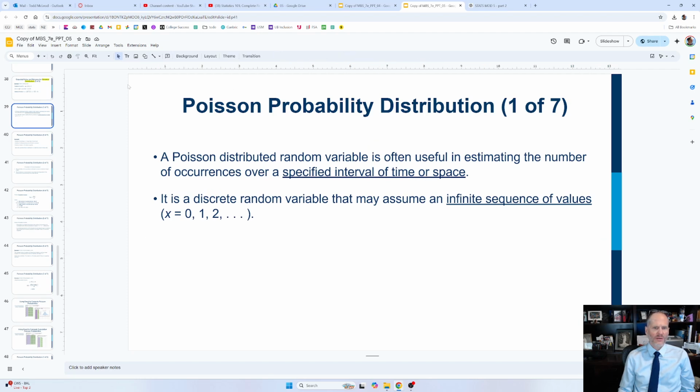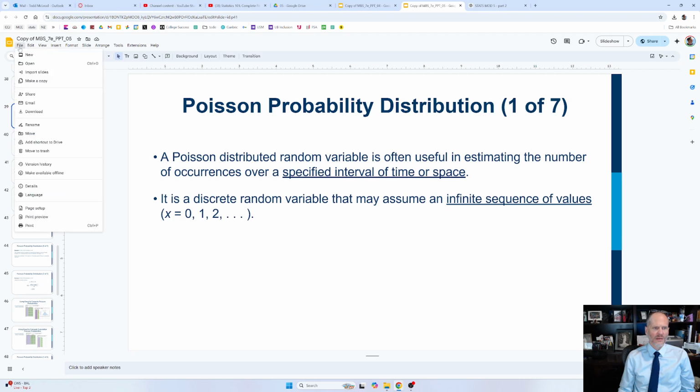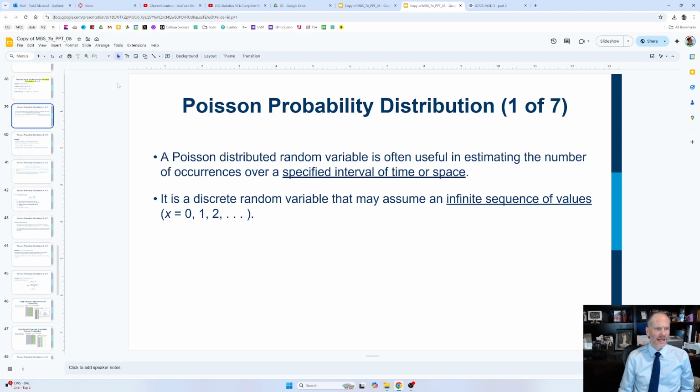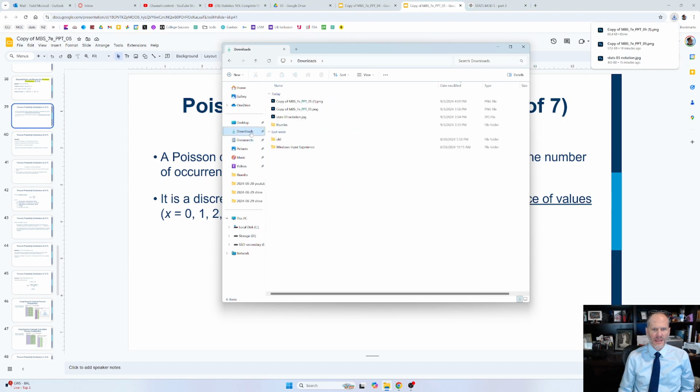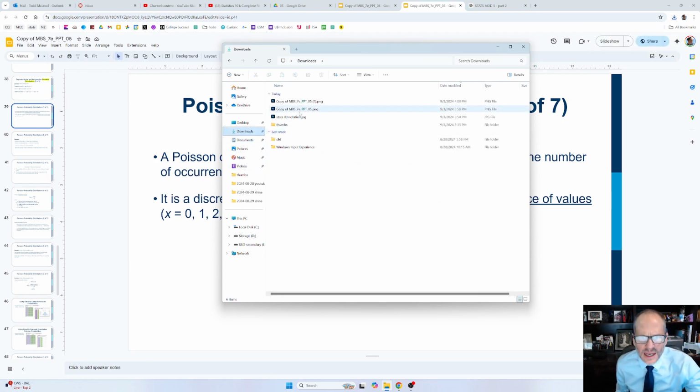We're going to start out learning about Poisson probability distributions by downloading this slide. We'll download it as a PNG. This is slide number 39. We'll see if it gives us a number. We'll go to downloads and look.